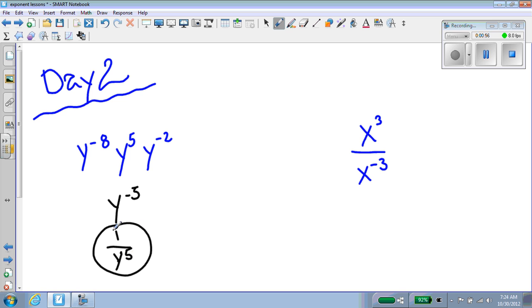Okay. In this case, I have the same base in a division problem. Because my exponents aren't both positive, I'm not going to use my canceling strategy. I'm actually going to do this as x to the 3 minus negative 3 power. So that's going to be x to the 3 plus 3, sixth power. That would be the answer to this one.